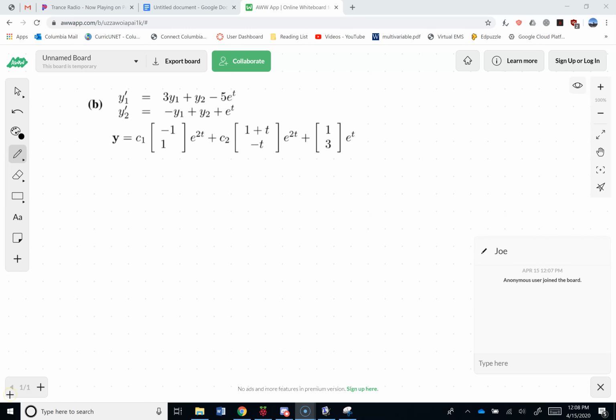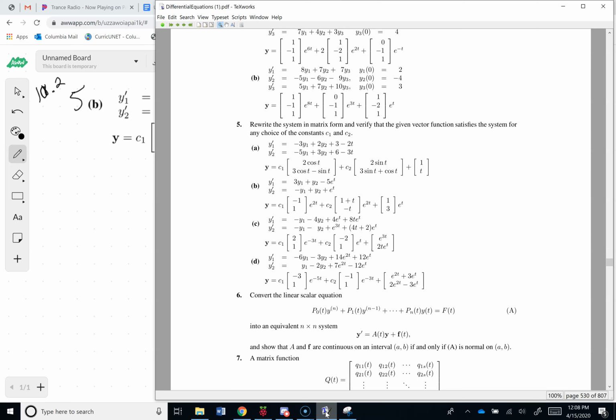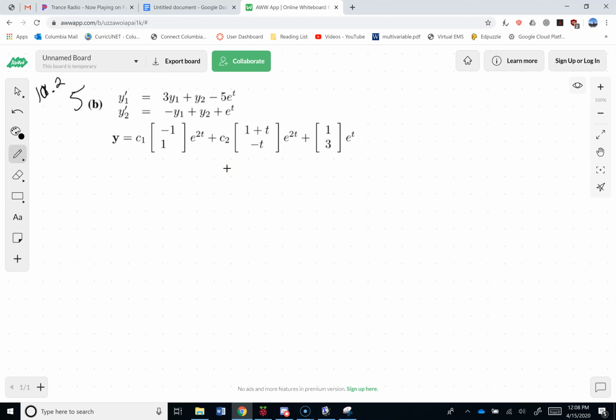Okay, so this is number 5B out of what, 10.2? Yes. Okay, so I'm supposed to verify that this thing solves this thing. Rewrite the system in matrix form, verify the given vector function satisfies the system for any choice of constants. Okay, cool. Alright, so first things first, rewrite.